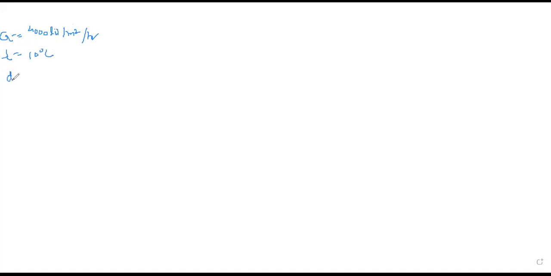Then diameter one, we will give the notation D1, as 0.05 mm. Okay, then D2 is also given to you and that is 0.02 mm. Okay, this much data is given to you. Now what we need to find out?